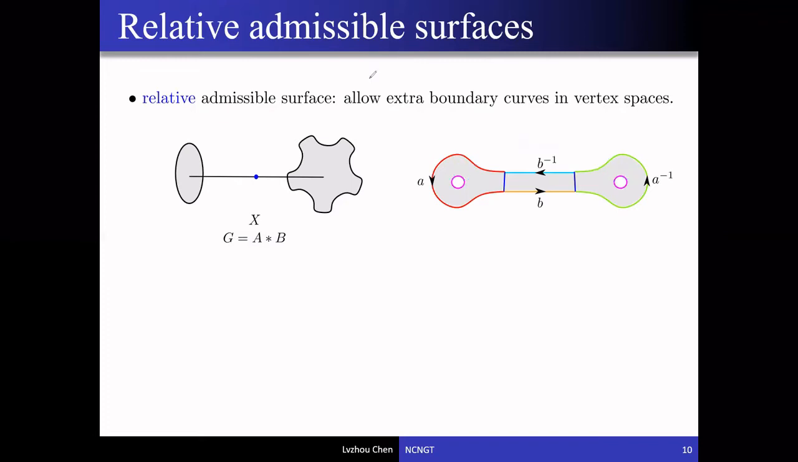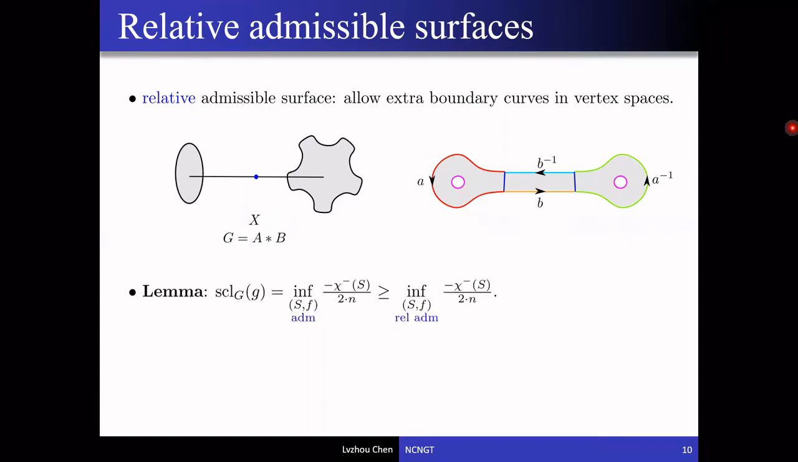And here's what's going on in general. In the definition of stable complete length, we can take the infimum of the same complexity but over relative admissible surfaces instead. Since relative admissible surfaces form a larger class, the number we get is a priori smaller. However, when the stable complete length of all the vertex groups is trivial, then this is actually an equality.